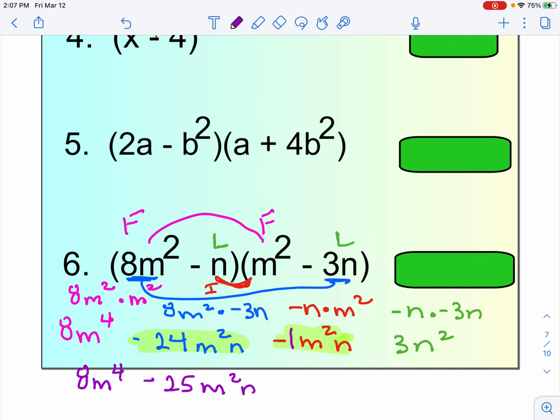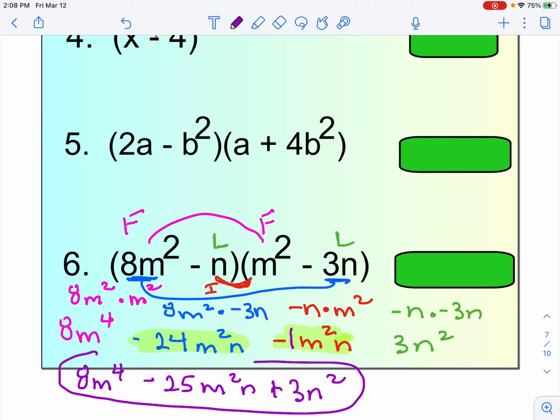8m to the 4th cannot be combined with anything else, and neither can 3n squared. And remember, when there's no negative in front, that means there's a plus in between. And so this is your final answer right here.